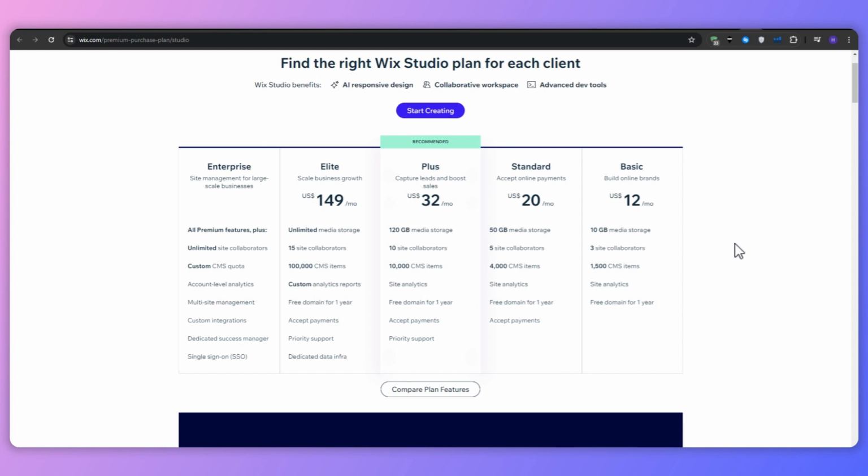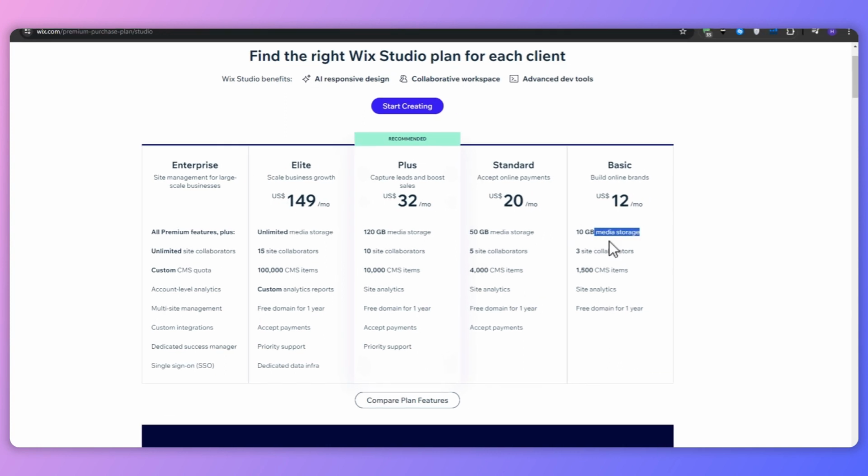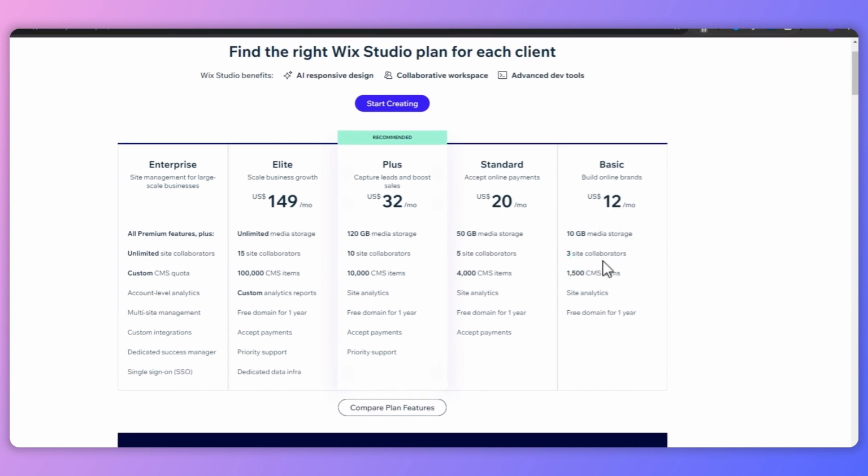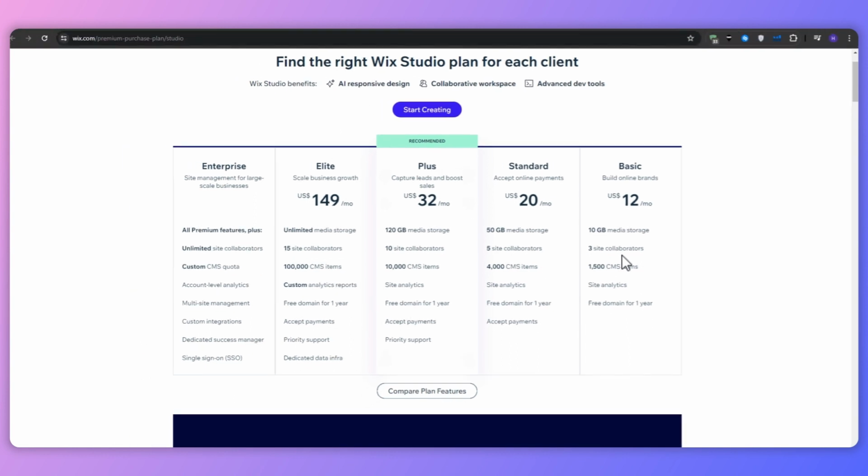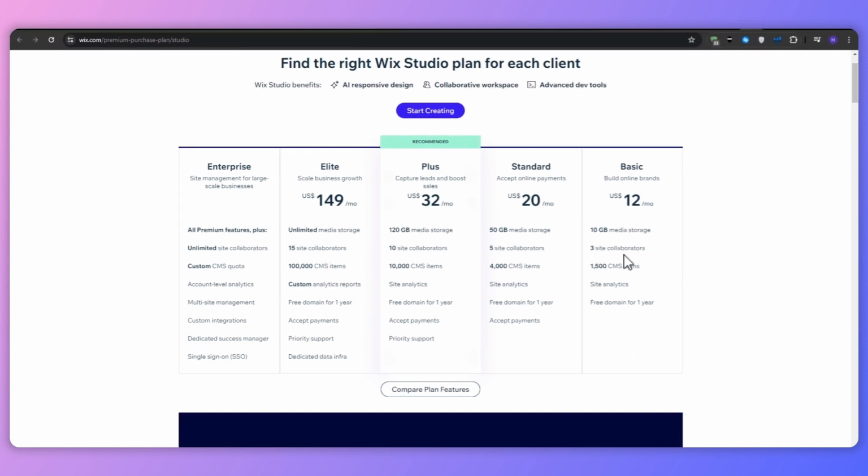Now let's talk about two crucial aspects of any website: media storage and site contributors. These factors can significantly impact your website's performance, scalability, and collaboration capabilities. When it comes to media storage, each Wix Studio premium plan comes with a different limit. The basic plan offers 10 GB of storage, while the elite plan provides unlimited storage.